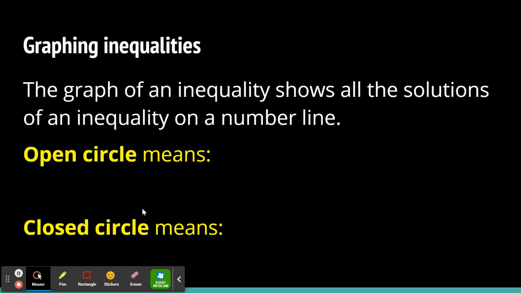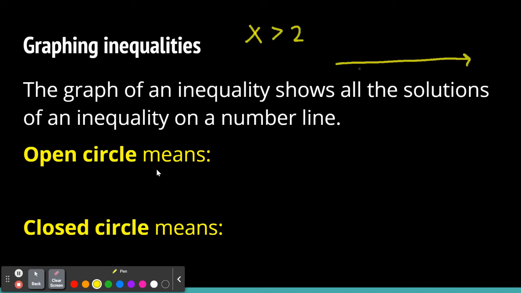Now we're going to be looking at graphing inequalities. The graph of an inequality shows all the solutions of an inequality on a number line. So for example, if we have x is greater than 2, on our number line, we're going to graph all values that are greater than 2. Here is 2, and starting at 2, we want all values greater than 2. So we'd shade to the right here, all values greater than 2.